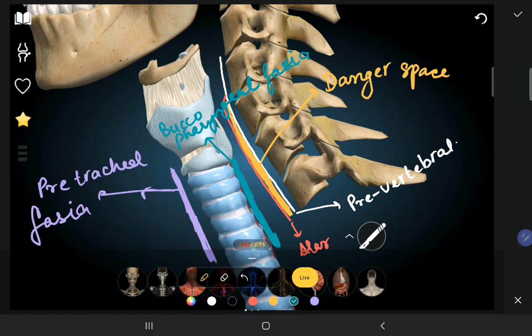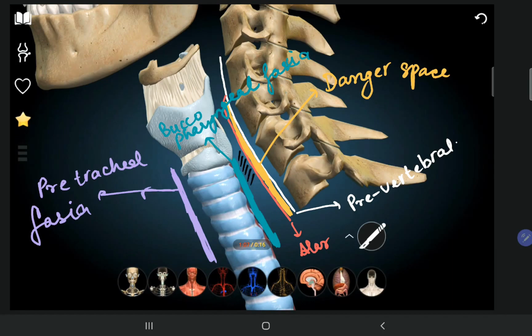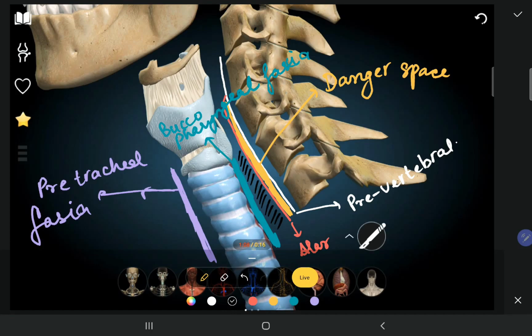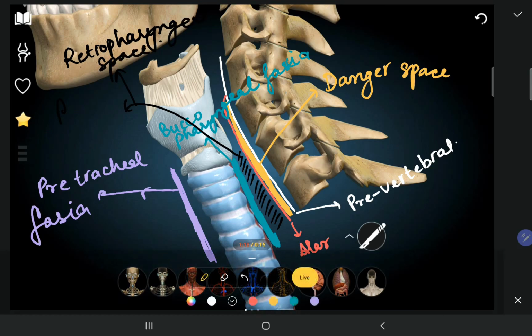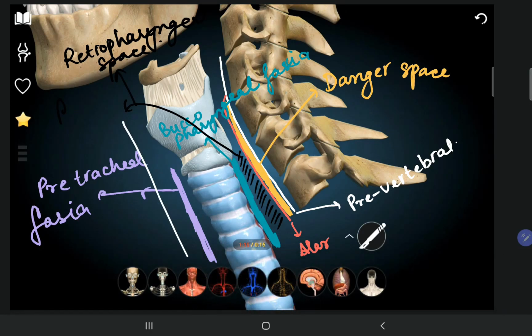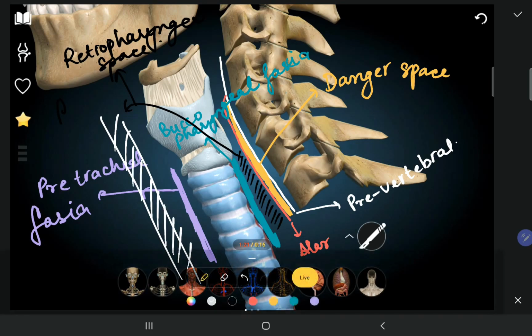And the space which is present posterior to this buccopharyngeal fascia is known as the retropharyngeal space. So all of this space is going to be a retropharyngeal space. And guys, the superficial most fascia is our investing fascia. So here we are going to have the investing fascia. So that is all about the fascias.